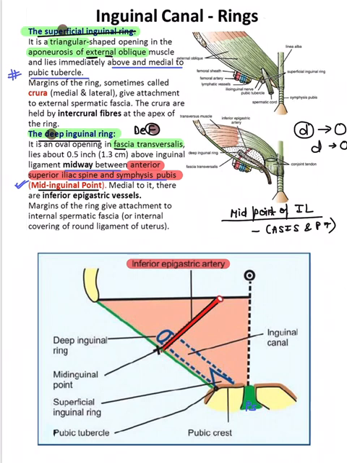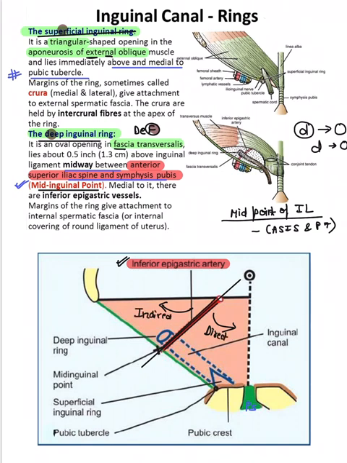See, we have a very important structure known as the inferior epigastric artery. This inferior epigastric artery is a demarcation, guys. If the hernia appears medial to this, guys, then what is it? Then it is a direct hernia, guys. If it occurs lateral to it, guys, then it is an indirect hernia, guys. So this is very important, guys, in order to know.